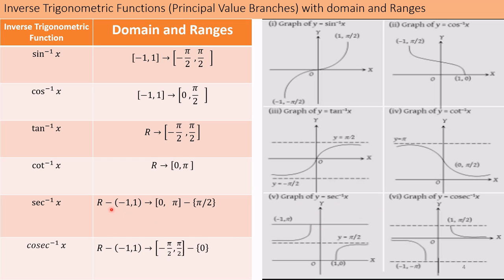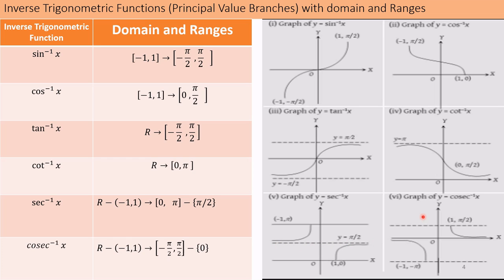For secant inverse, the fifth graph is applicable. Here the domain is R minus (-1, 1). So -1 is here and plus 1 is here. There is no graph between -1 and 1. Therefore, the graph exists for all values from -1 onwards as well as from +1 onwards. The graph is like this. On the y axis, pi is on the top, so the range is 0 to pi. The value pi/2 is not defined; this dotted line is pi/2.